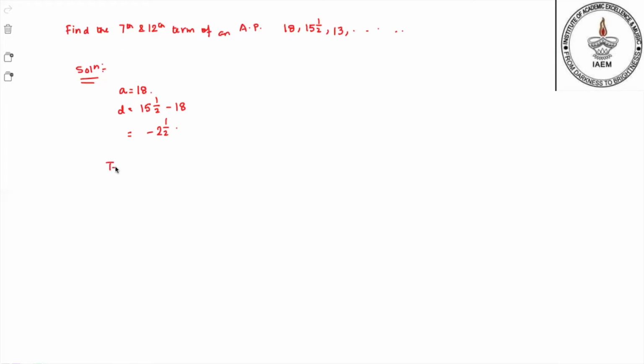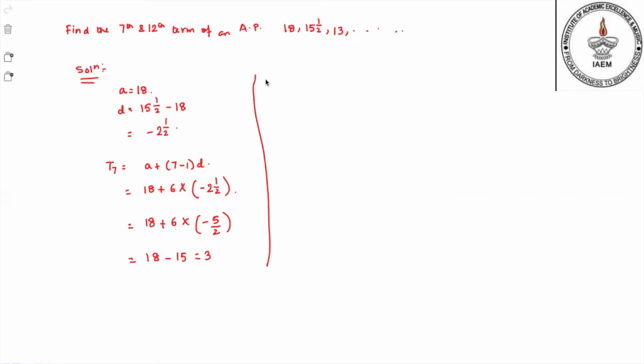So T7 equals A plus 7 minus 1 into D. So A is 18 plus 6 into D, which is minus 2 and a half. So it will be 18 plus 6 into minus 5 by 2. So it will come as 18 minus 15. So it will come as 3.